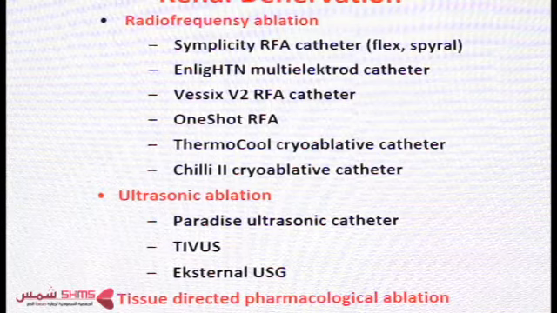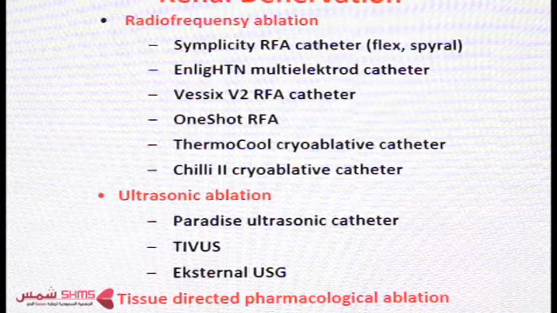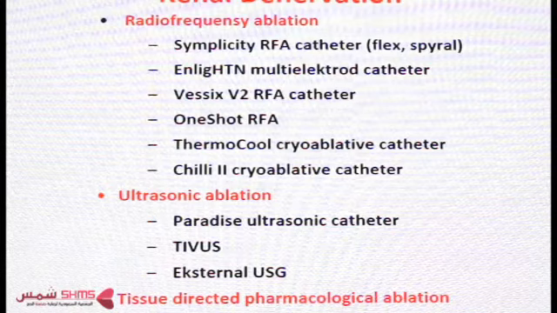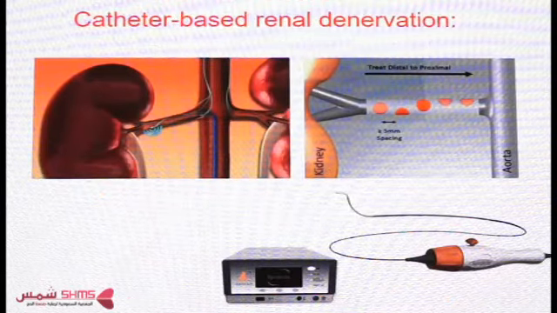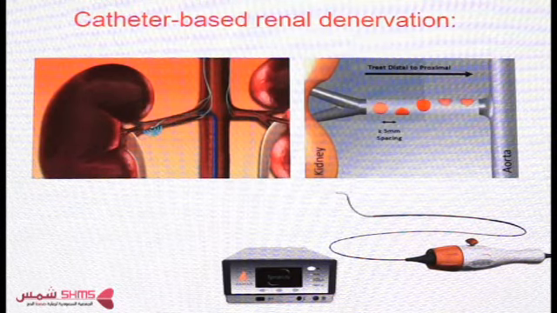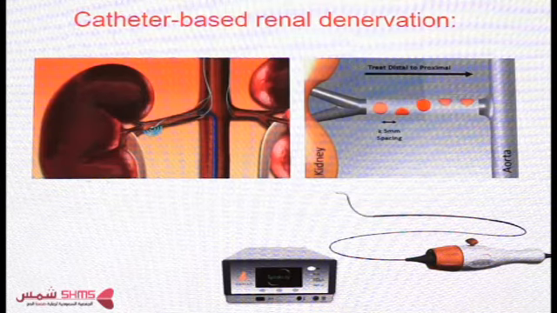In the last decade, better understanding of the sympathetic system and the advent of transcatheter techniques brought renal denervation back into the treatment of hypertension. Renal sympathetic denervation has evolved into three unique strategies. First, radiofrequency ablation. The second, ultrasonic ablation. Third, tissue-directed pharmacologic ablation. Catheter-based renal denervation involves inserting a catheter into the renal artery, which allows ablation, or cauterization, of the periarterial sympathetic nerves. Different types of catheters have been used up to now.